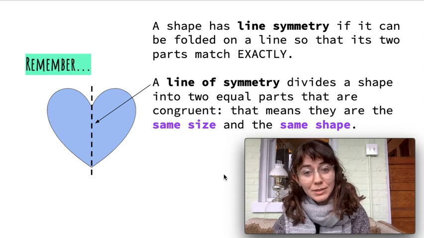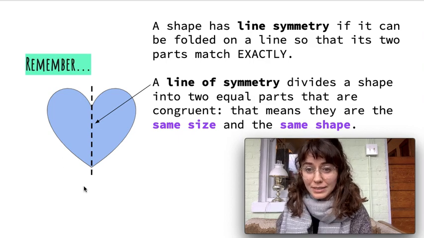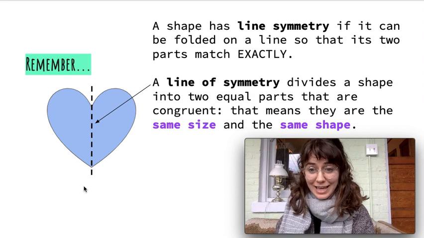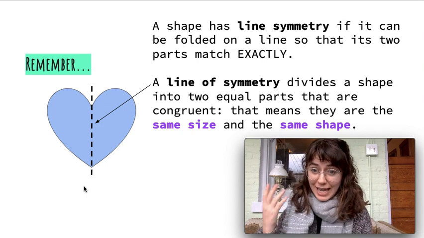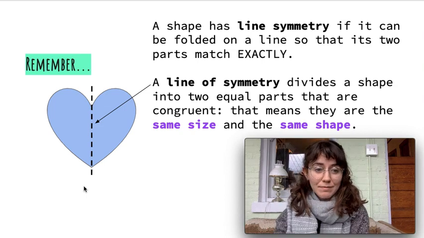So for a line to be a line of symmetry, it has to divide that shape into 2 equal parts that are congruent. That means they're the same size and the same shape. If they're the same size and the same shape, then when we fold them, they should line up exactly right.